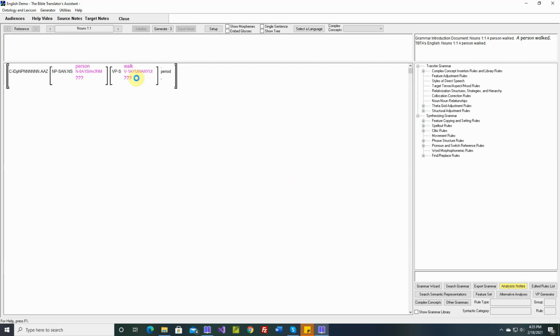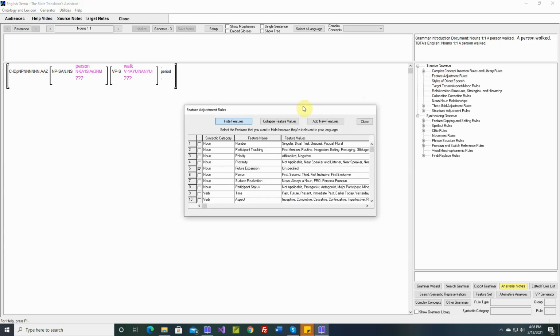In this video, we're back in our English project, and we're going to resume building our English lexicon and grammar. The next step is to come to the feature adjustment rules. So I'll double-click here, and we see this dialog. Here we do three tasks: hide features, collapse feature values, and add new features.